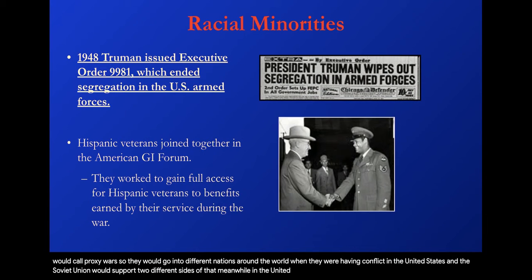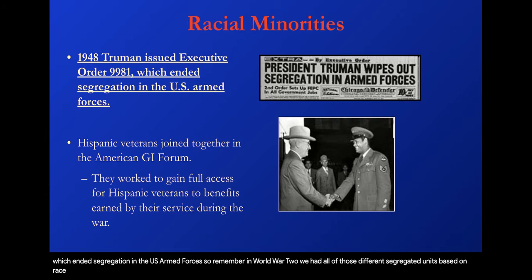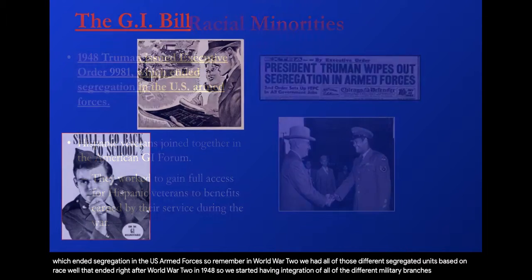Meanwhile, in the United States, in 1948, President Truman issued Executive Order 9981, which ended segregation in the U.S. Armed Forces. So remember, in World War II, we had all of those different segregated units based on race. Well, that ended right after World War II in 1948. So we started having integration of all of the different military branches.